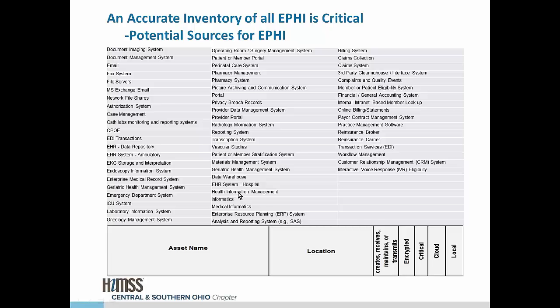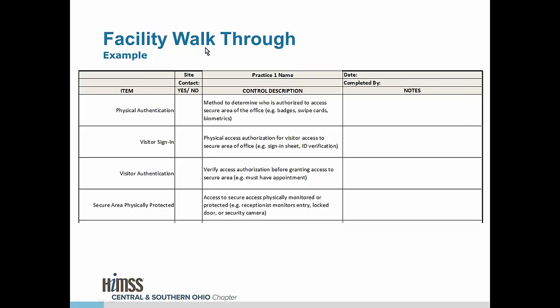When you get into the inventory, we try to tell them here are potential sources of where you might find assets. Now, this is not limited by any means, but we do tell them they need to understand what is that asset called, where is it located, and, remember we saw this a little earlier, does it create, receive, maintain, or transmit data? Is it encrypted? Then the next piece is critical because that's part of our business continuity. How would we keep things going? Then is it in the cloud or is it local? We do a facility walkthrough.